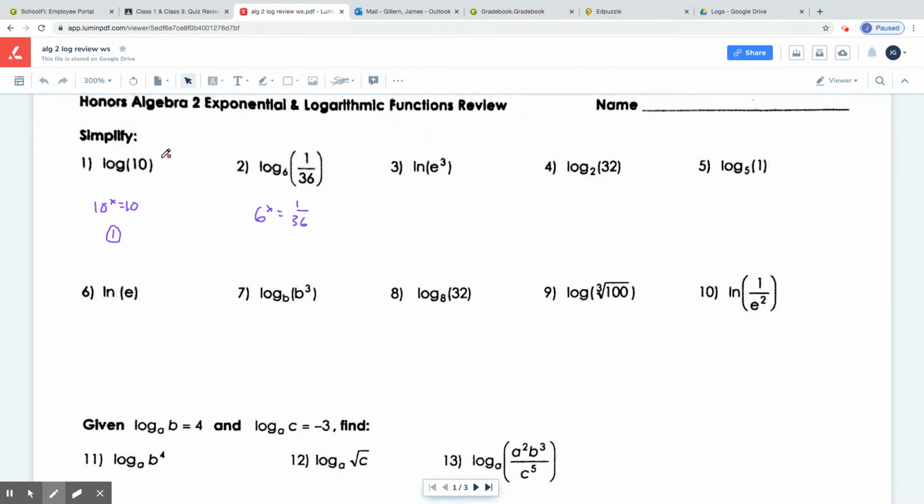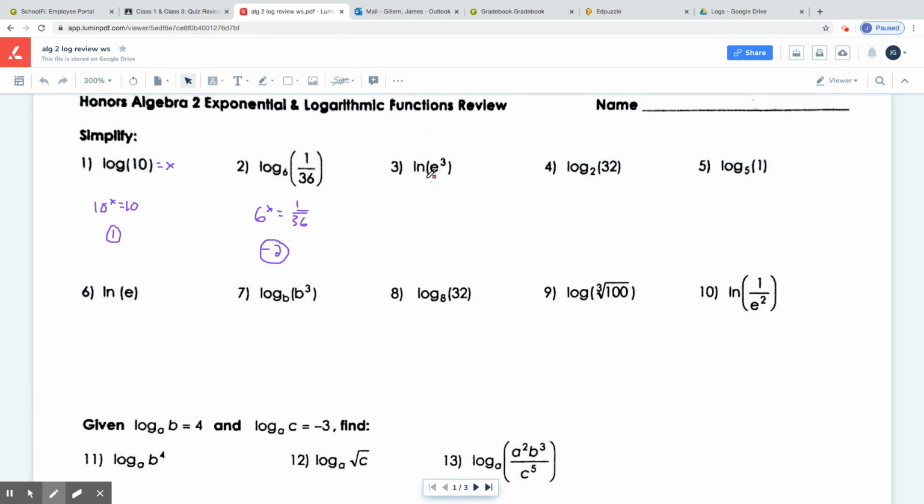Because what we're doing here is if we set these equal to x, because that's what we're trying to figure out, we're changing this to an exponential, which is the base to that equals that, left, right, left, left, right, left. That's what we're doing here. All right, so 6 to what power equals 1 over 36? Well, if it was 36, it'd be 2, but since it's 1 over 36, it's going to be negative 2 as our answer, because 6 to the negative second is 1 over 6 squared, which is 36. So whenever you see 1 over something like that, it's going to end up being a negative exponent.